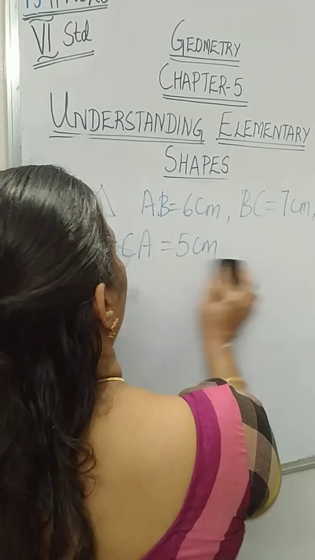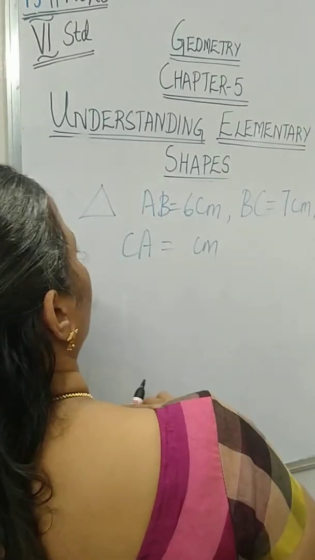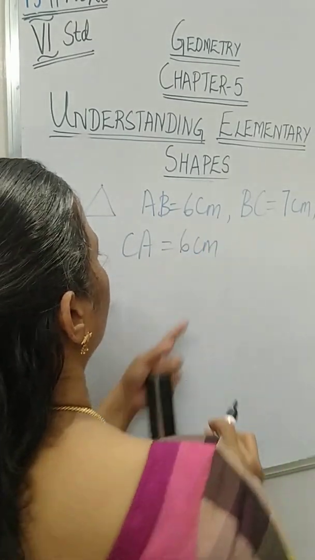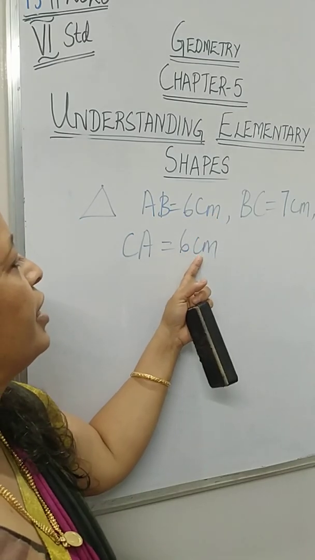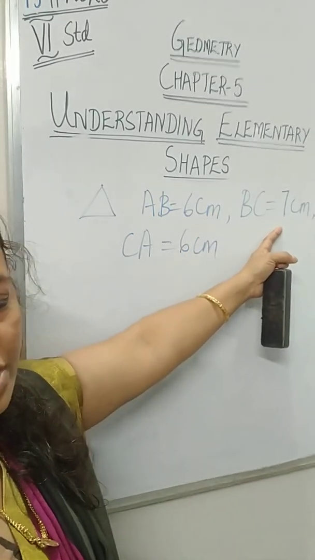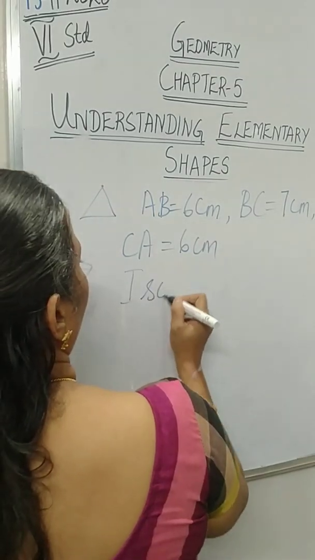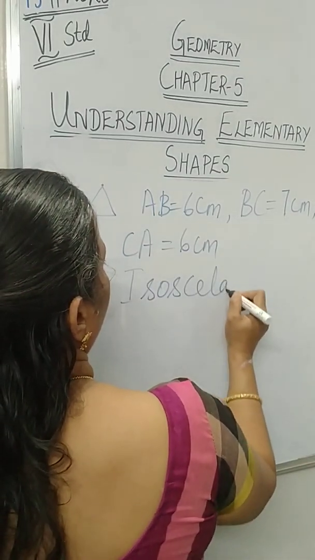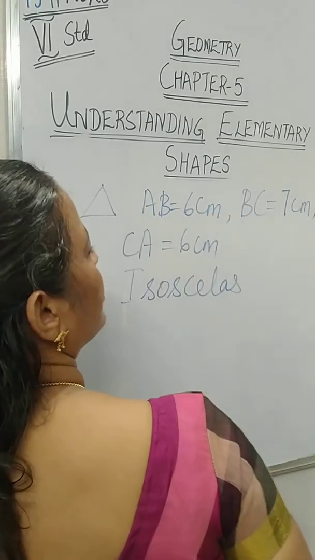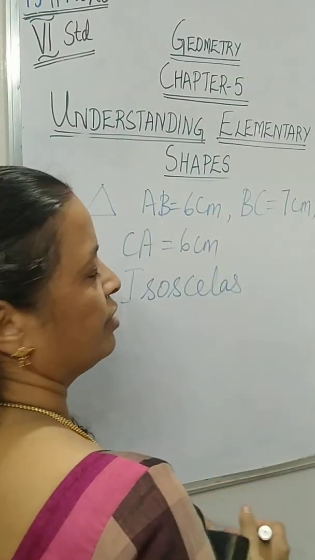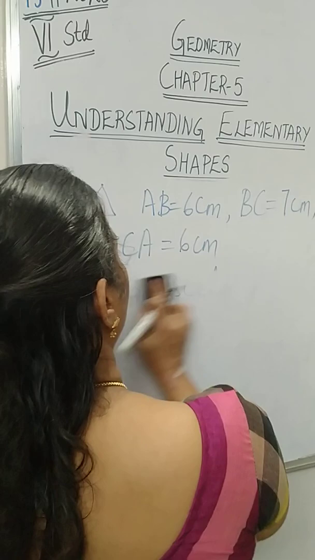Suppose the same way, now you think these two are same. Here also 6. AB and CA are 6 centimeter. Here it is different, 7 centimeter. So such type of triangle is called, what triangle is it? Isosceles, because it is having two sides same and one is different. Hope it is clear, children.